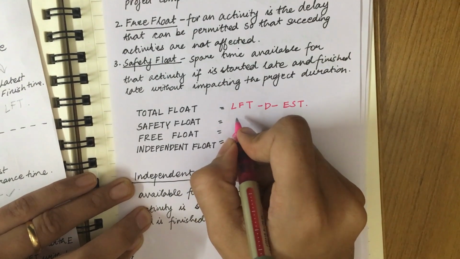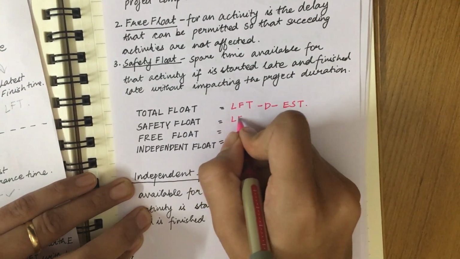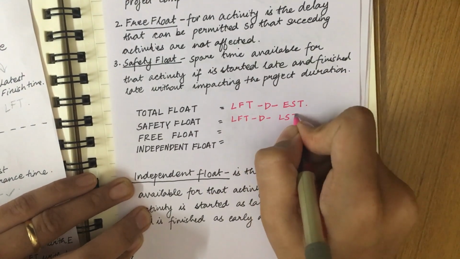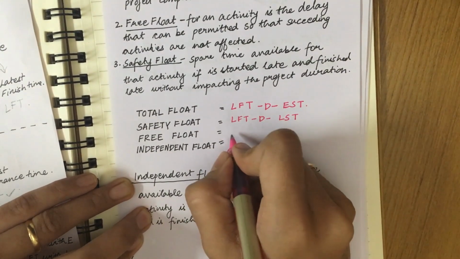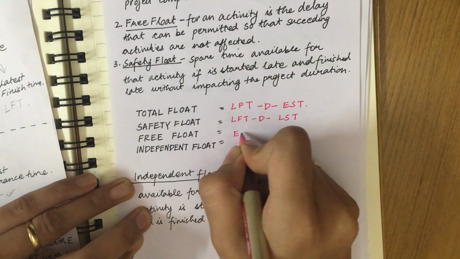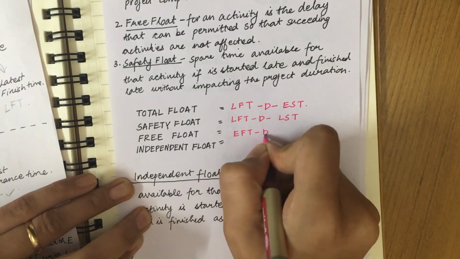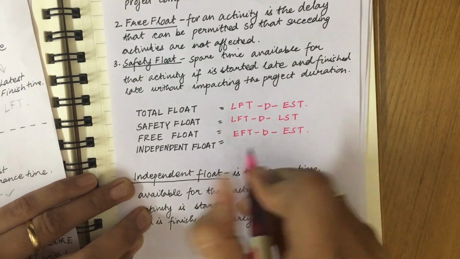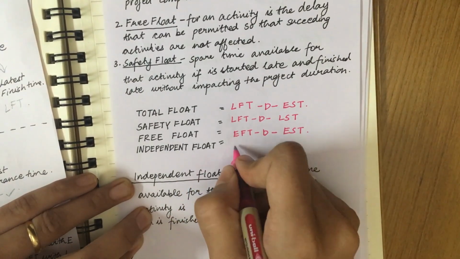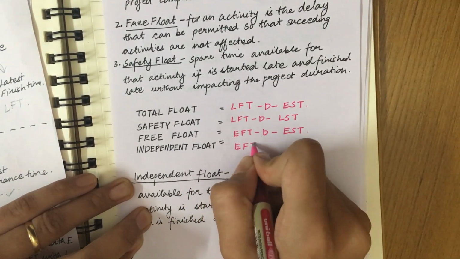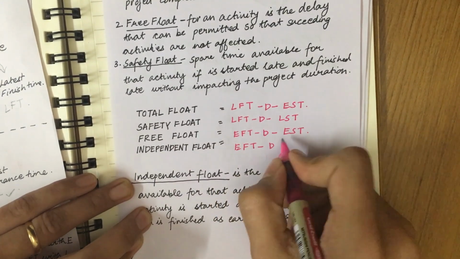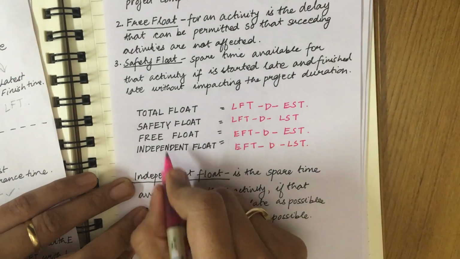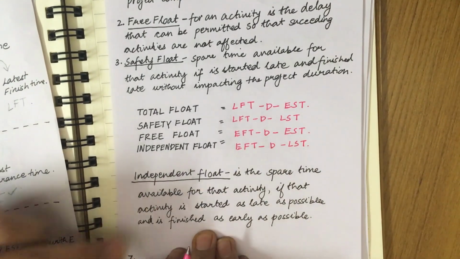The value for safety float is LFT minus duration minus LST. Formula for free float is EFT minus duration minus EST, and the formula for independent float is EFT minus duration minus LST. To understand each of the float, go through the definitions.